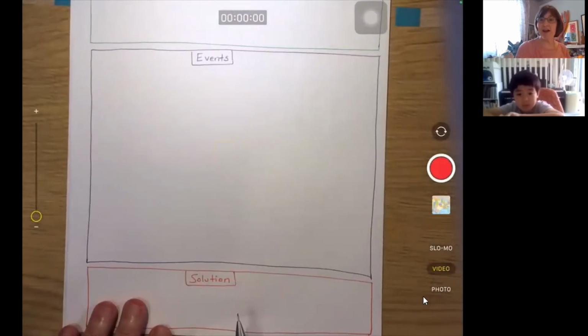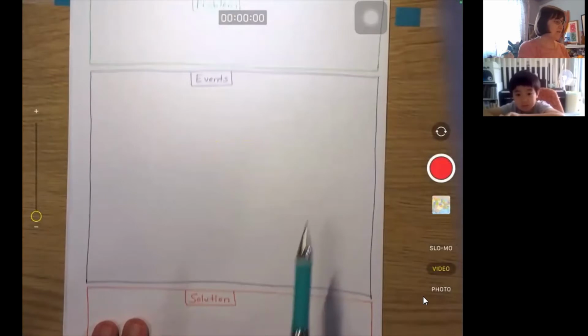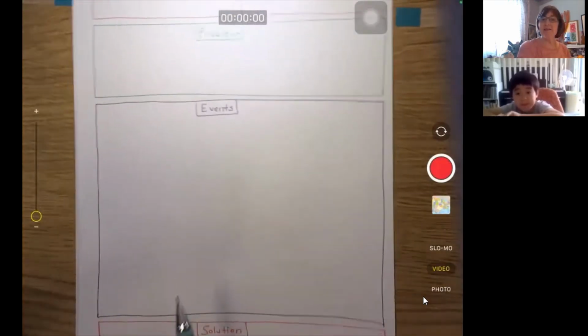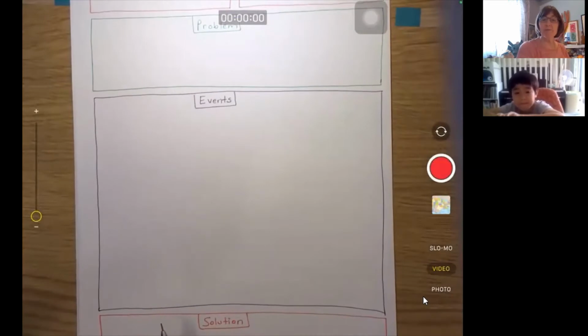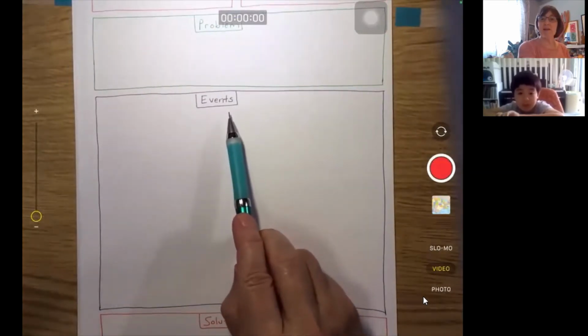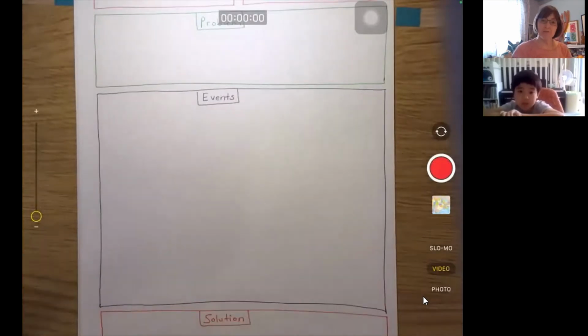So at the very end, how does it get fixed? And what are the things that happen in the middle of the story that help solve the problem? The important things. The events are the important things that happen in the story that help solve the problem.